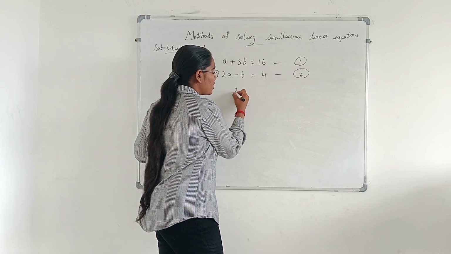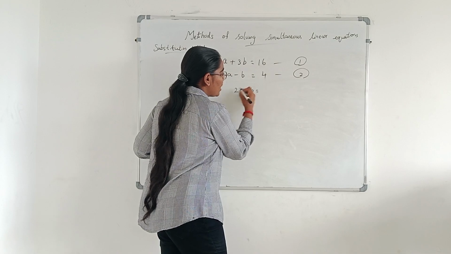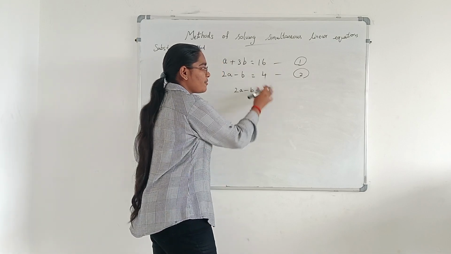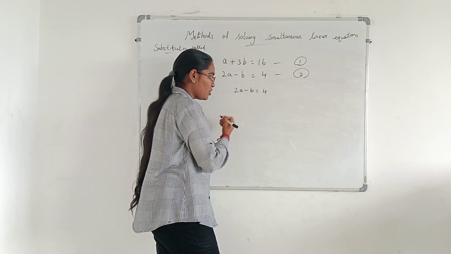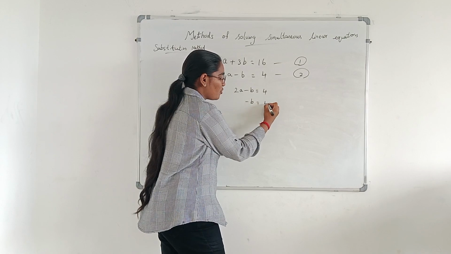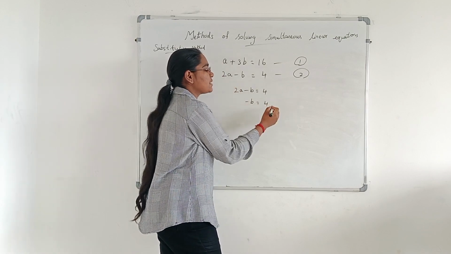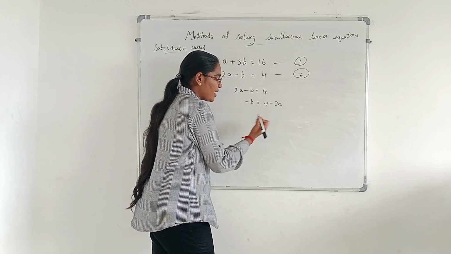For example, now I am considering equation number 2: 2a minus b equal to 4. So from this equation I am getting the value of b. Okay. So keep this minus b on this side, and 4. When this 2a moves to the other side, it will become minus 2a. Am I right? Next, what we can do?